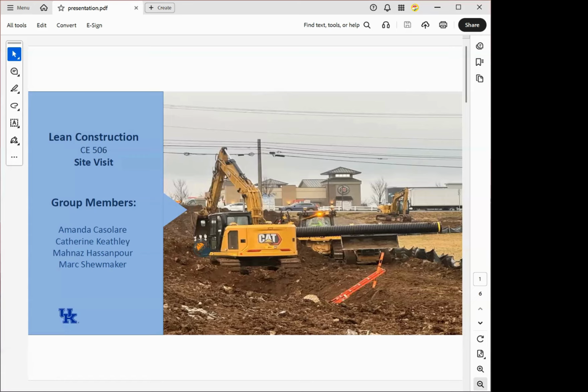So this is just a quick overview of the things that we observed while we were here, what we identified as waste, and then some recommendations to accommodate those things. Does anybody have anything else to add before we get through this presentation? Okay. I am also assuming everybody can still see this. Okay.